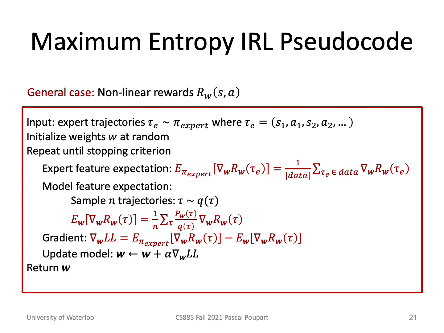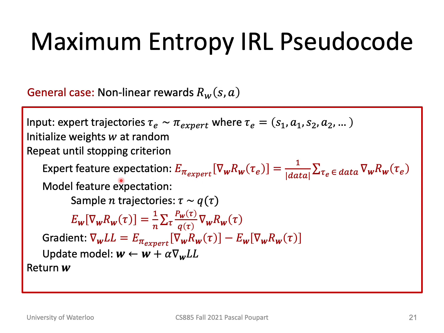We can adapt the pseudocode that we saw earlier for maximum entropy inverse reinforcement learning to use a neural network for the reward function. So this is the general case where the rewards are nonlinear, and here we'll just have R of W to indicate that it's some function, could be a neural net, any function, in terms of the weights W. What changes is essentially what is highlighted in red here.